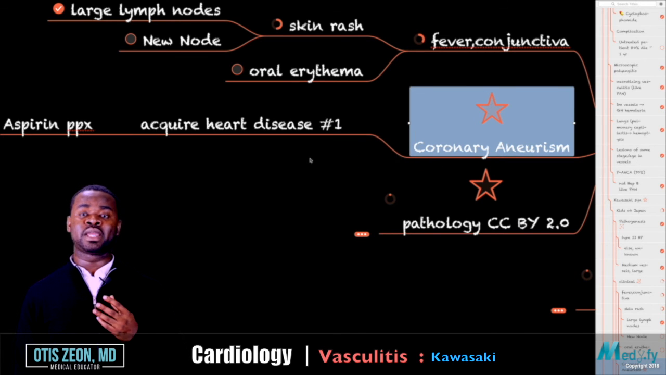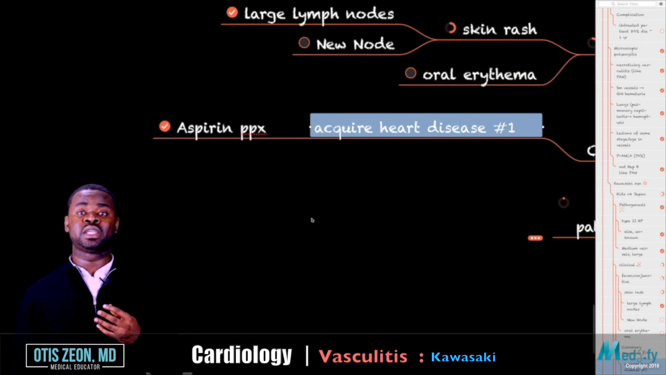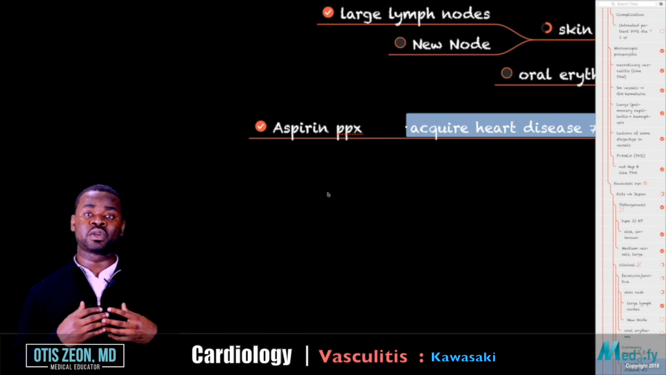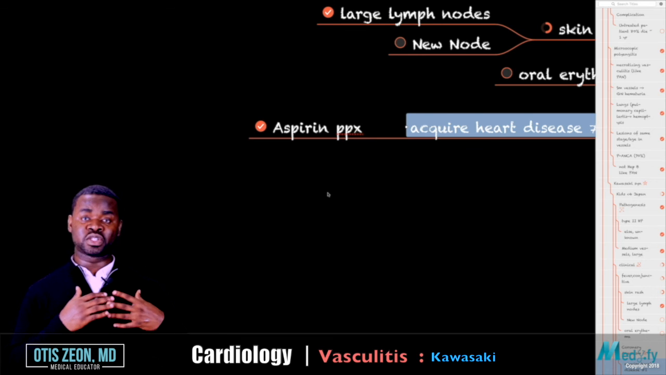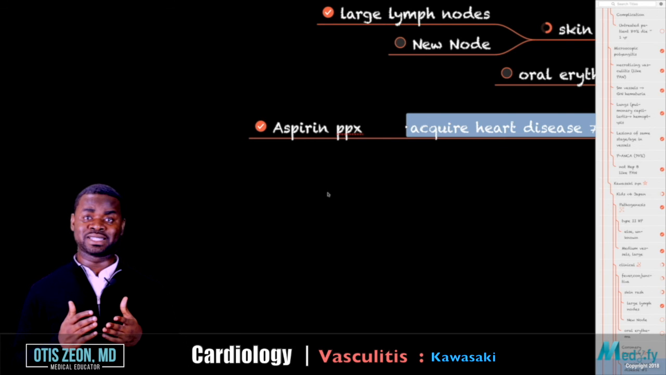And they will ask you what will be the next best step in these individuals who have this disease. Of course, you want to treat it, but immediately you want to give aspirin, because aspirin is to prevent the coronary vessels from having major spasm and major problems that may cause a heart attack. There aren't a lot of scenarios in which a 5-year-old child is going to have a heart attack. If a clinical vignette reads such a case, it's going to be Kawasaki disease.